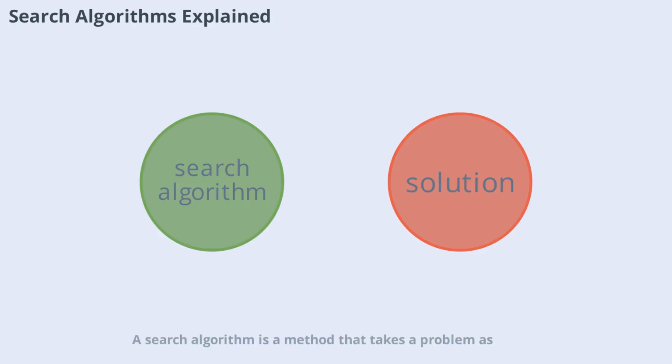A search algorithm is a method that takes a problem as input and returns a solution in the form of an action sequence. Different algorithms are suited to different types of problems, and choosing the right one can make a huge difference in efficiency and effectiveness.